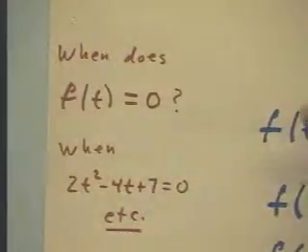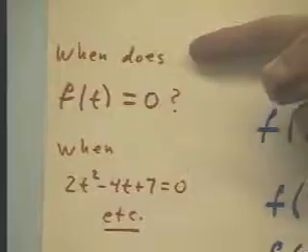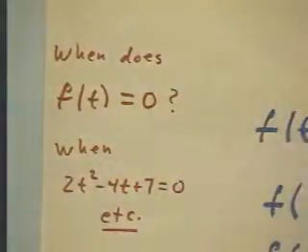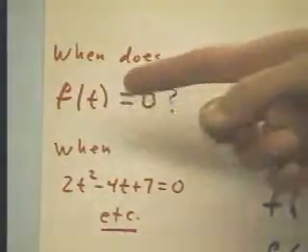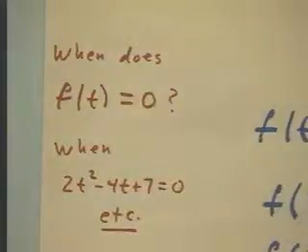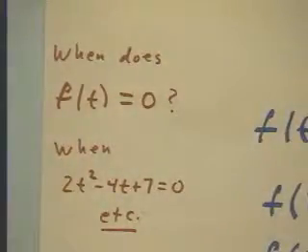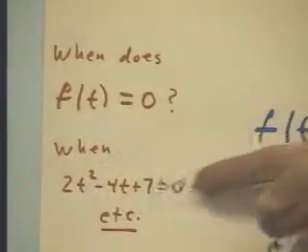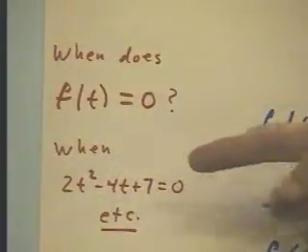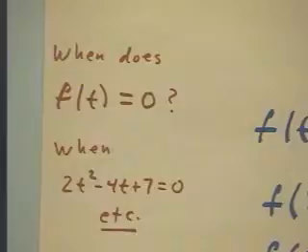When we find the zeros, we're really asking the question, when does f of t equal 0? Remember, f of t is an expression or a rule that tells us how to find the value of the function when we have the value of t. So when does f of t equal 0? This is a question that gives us the zeros. If it's a quadratic, of course, we would have a quadratic equation. We'd follow the usual procedures to evaluate those zeros.